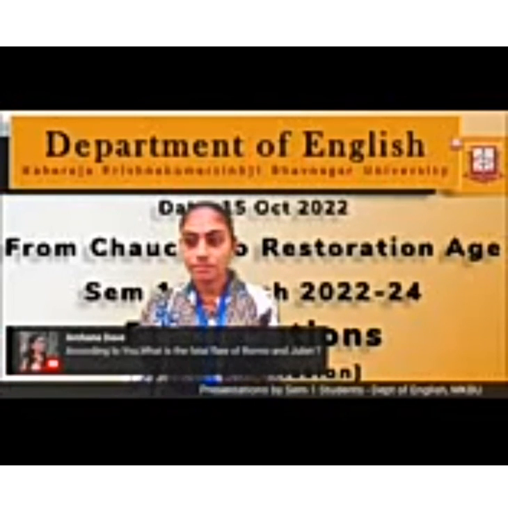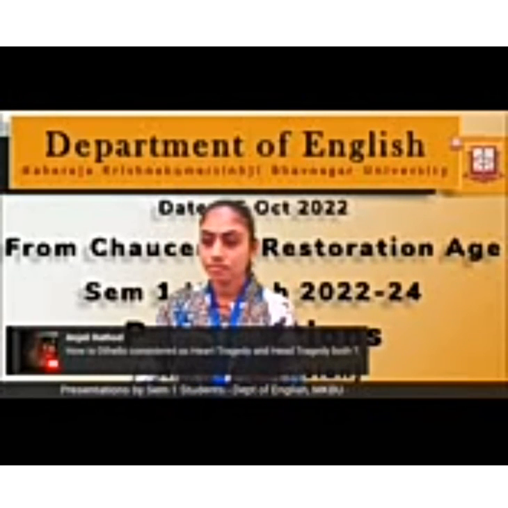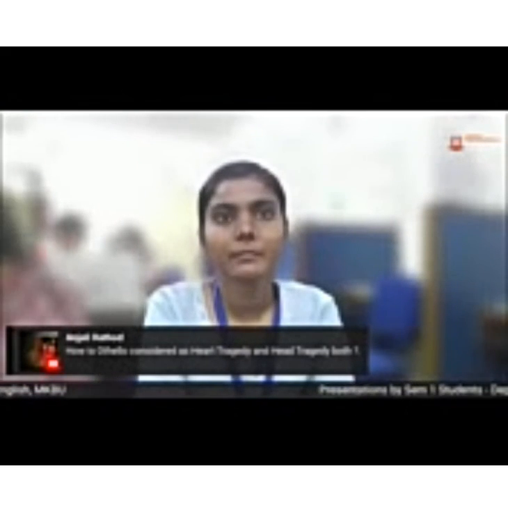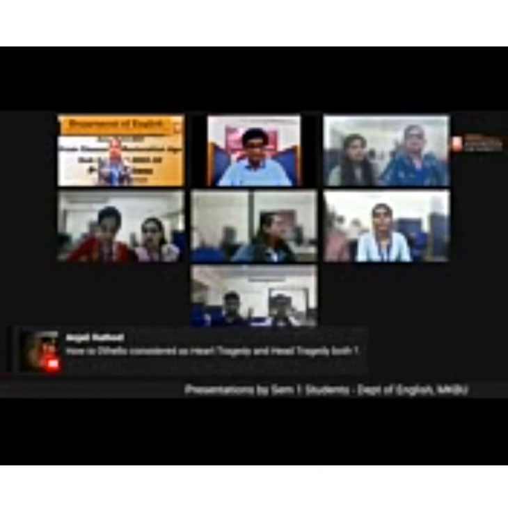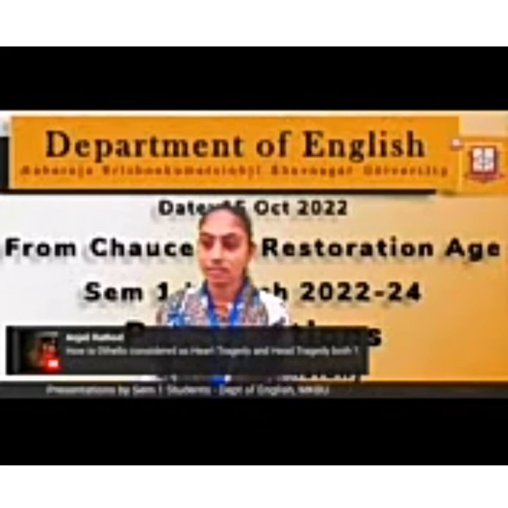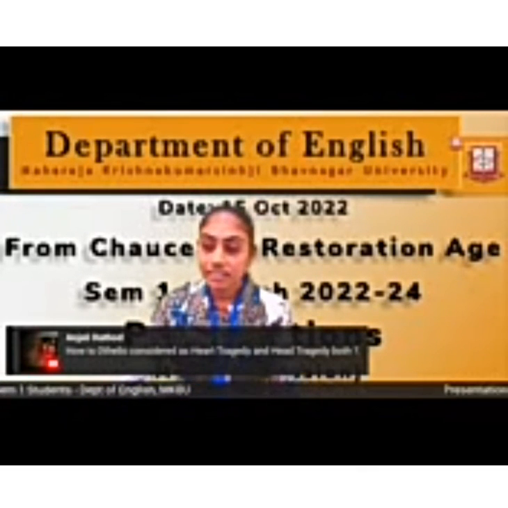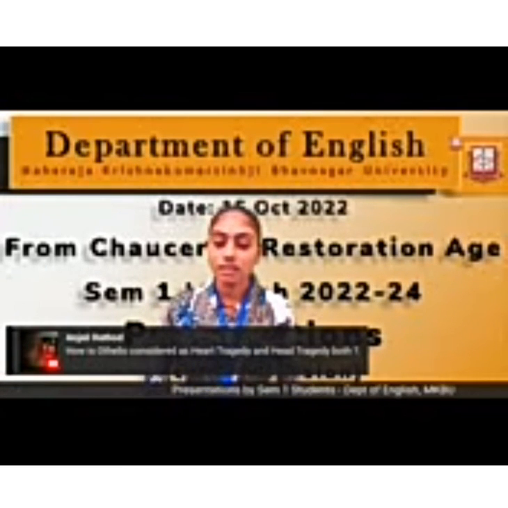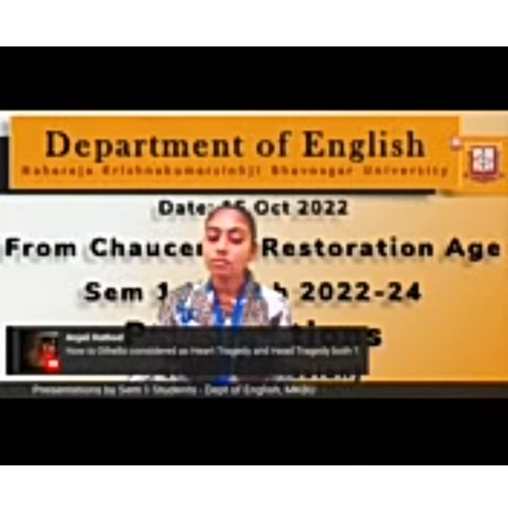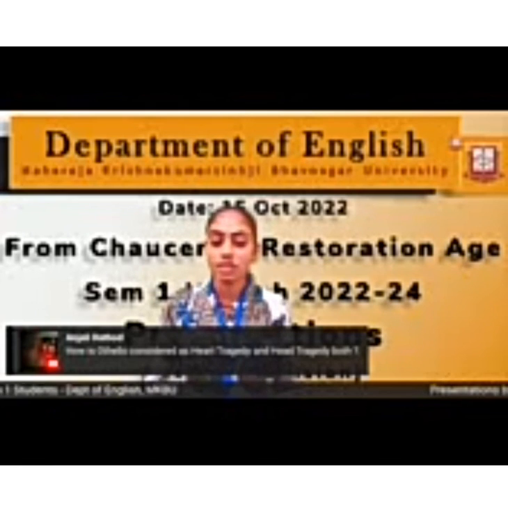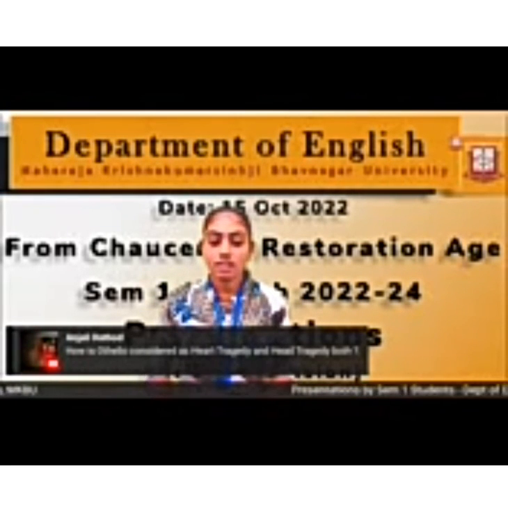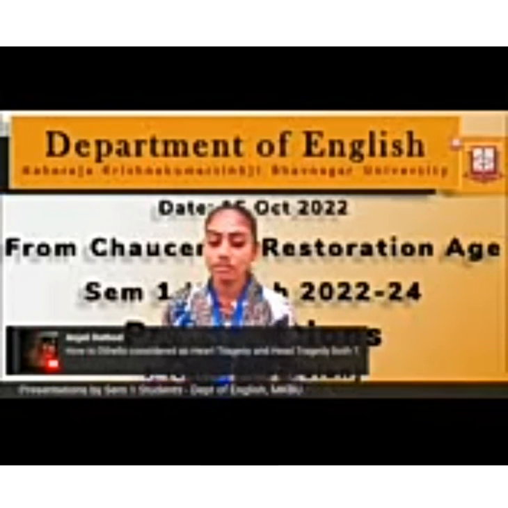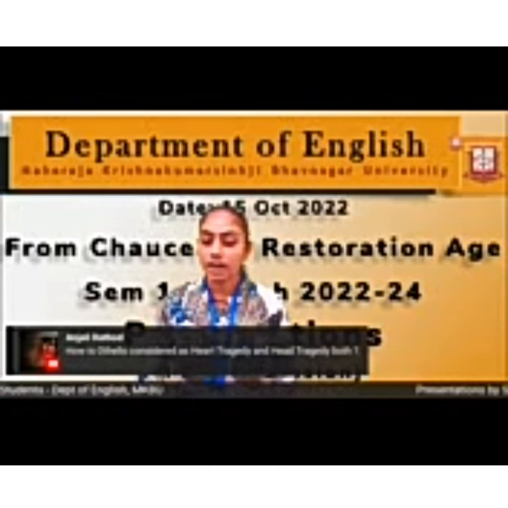Okay, my question is, according to you, how is Othello considered both a heart tragedy and a head tragedy? A heart tragedy is one which considers love or other emotions. In Othello, when he meets Desdemona, loves her and marries her, at that time we can find the emotion of love. That's why we can consider this as a heart tragedy.